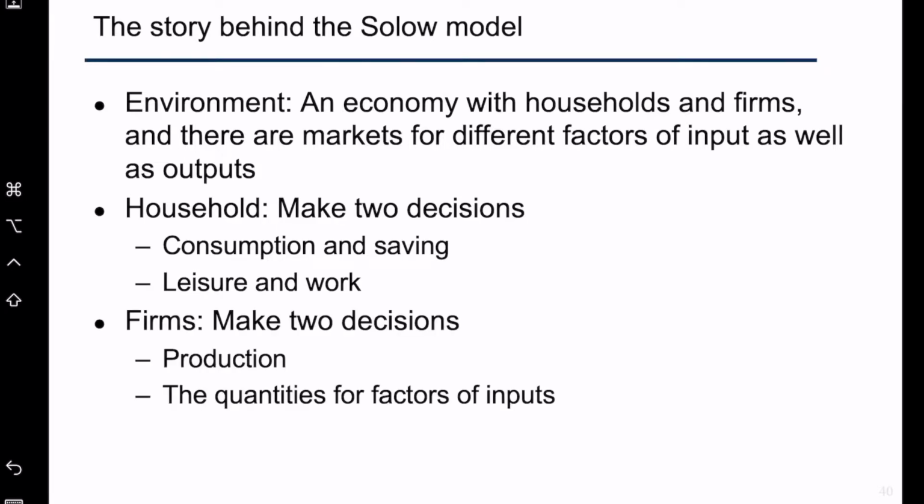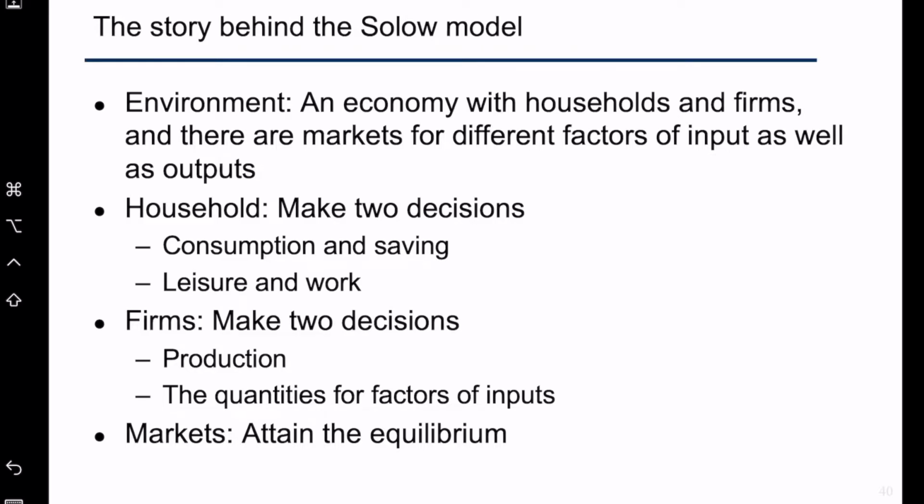For firms, they choose the production technology and then decide how much is the quantities they want to put in as the factor of input for their production. At the end, we are going to have the markets, either for the factor of input or for output. And then for all the markets, they need to attain the equilibrium, which means that the total quantity supplied needs to be equal to the total quantity demanded. So that's the story behind a general macro model.